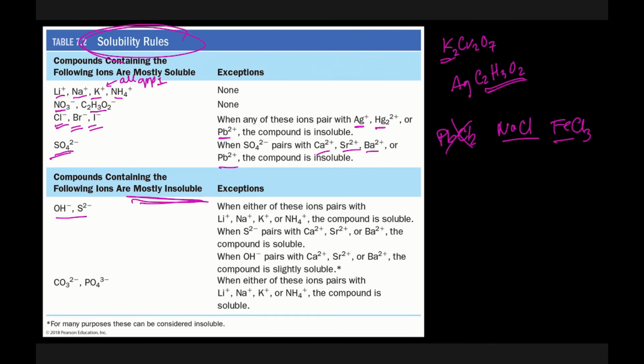Okay. And then we go to the bottom part where these are insoluble except for the rules stated above. So hydroxides and sulfides are insoluble unless paired with one of those group 1 things, group 1 or ammonium. And sulfide has some rare exceptions there, okay? Carbonates and phosphates, insoluble, again, unless it's paired with a group 1 or ammonium, and then it would be soluble. So for example, sodium carbonate, soluble. If it were a group 2, like calcium carbonate, not soluble.